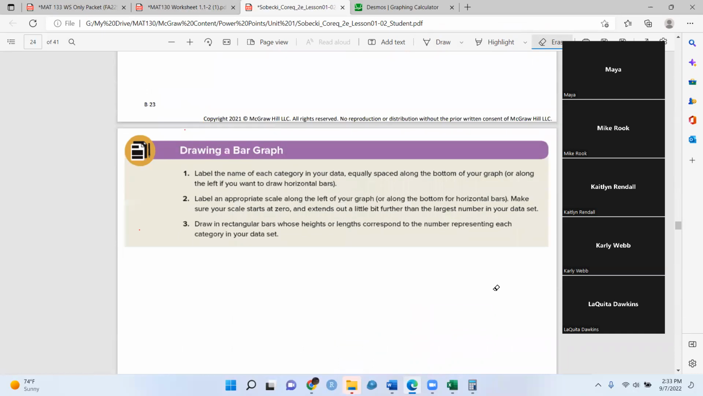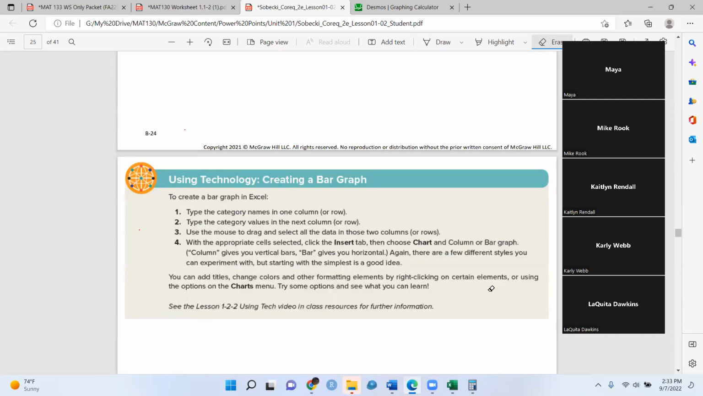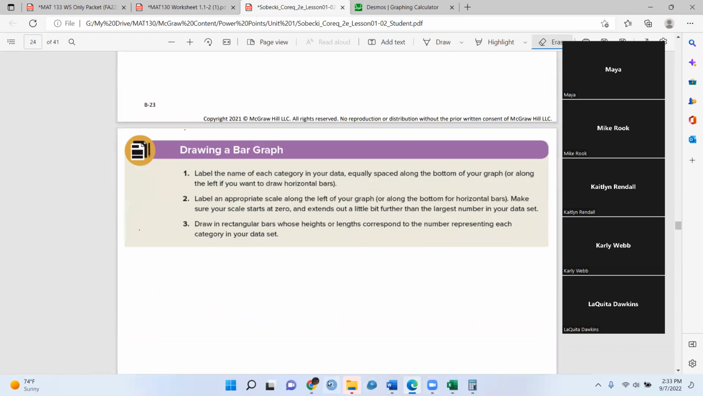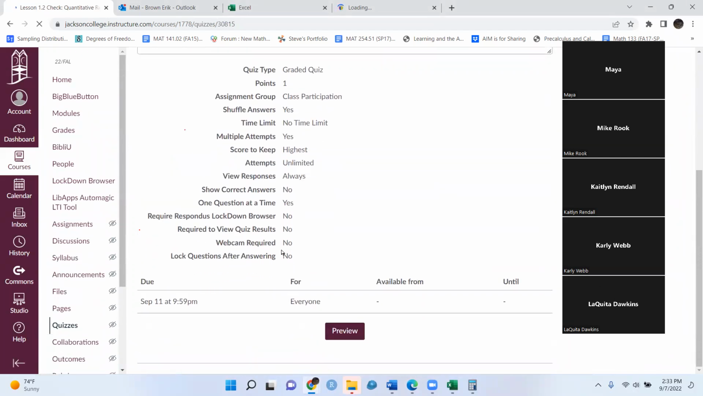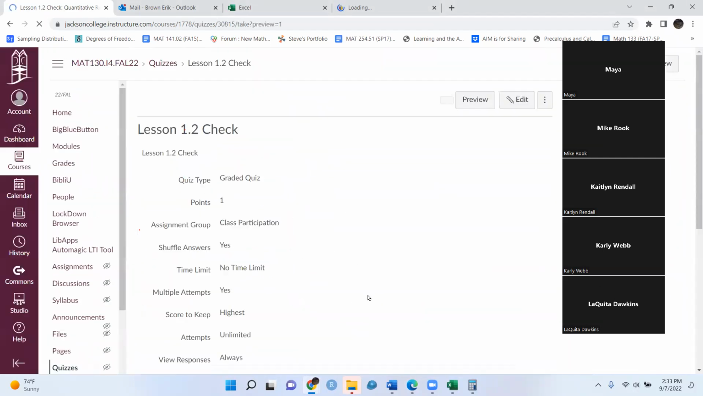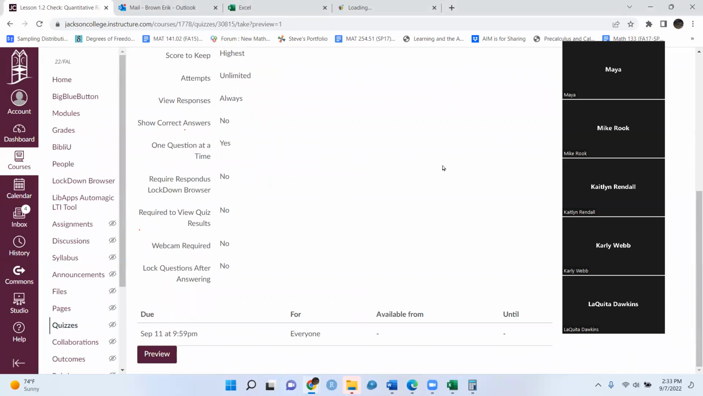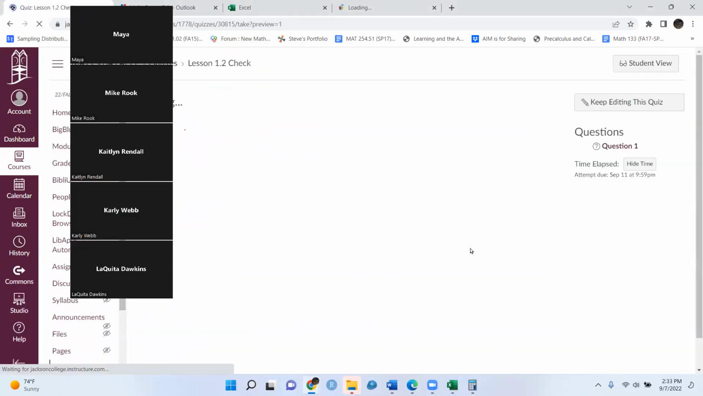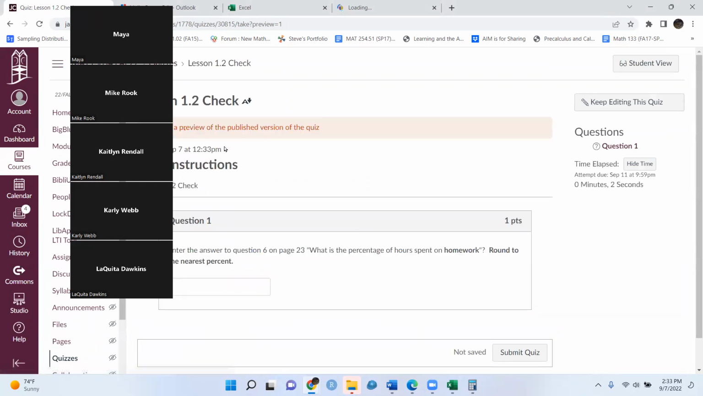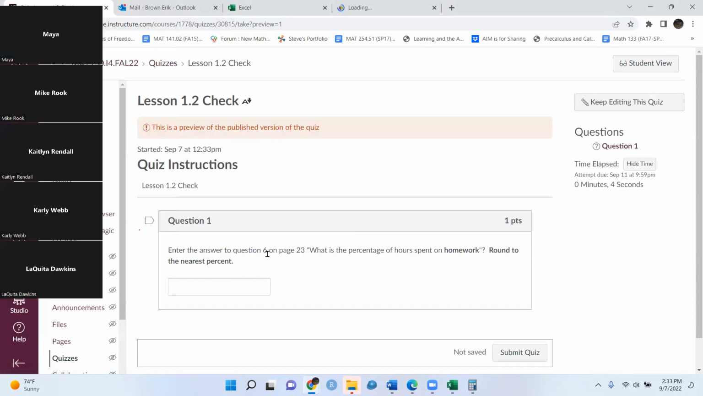So I think we're done with 1, 2. Let's make sure everyone knows what the lesson check is for 1, 2. So it says, enter the answer to question 6 on page 23. What is the percentage of hours spent on homework? Notice it says round to the nearest percent.